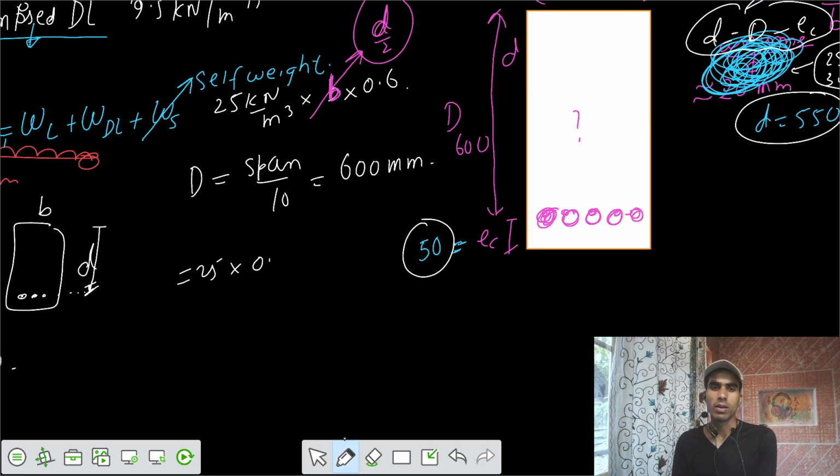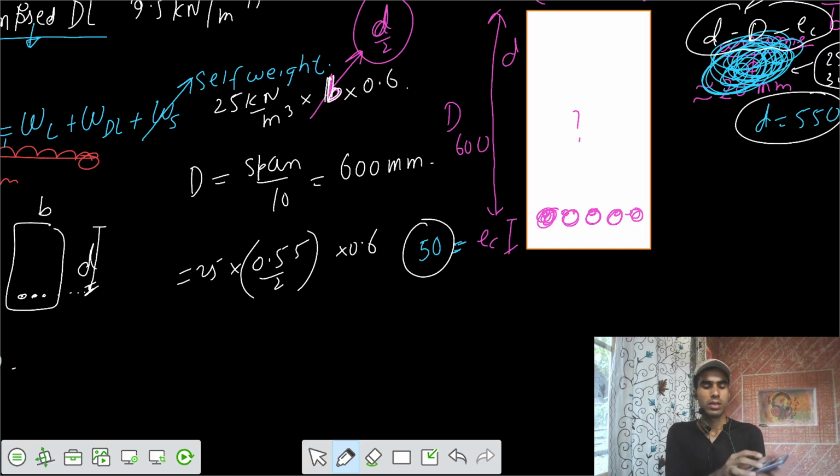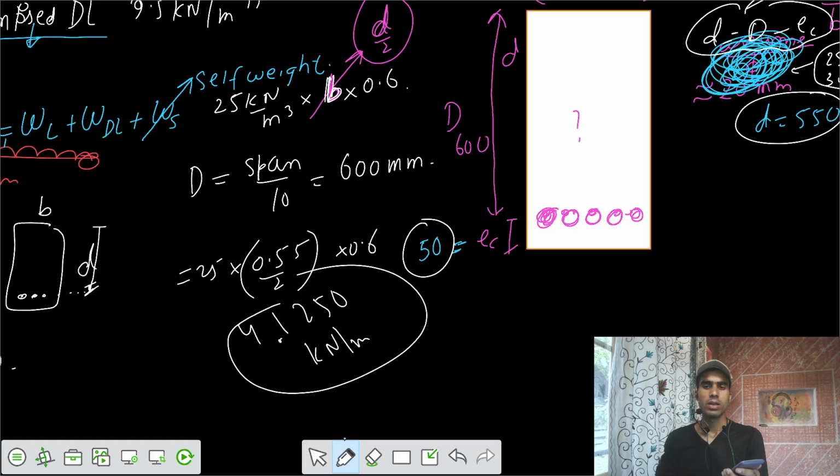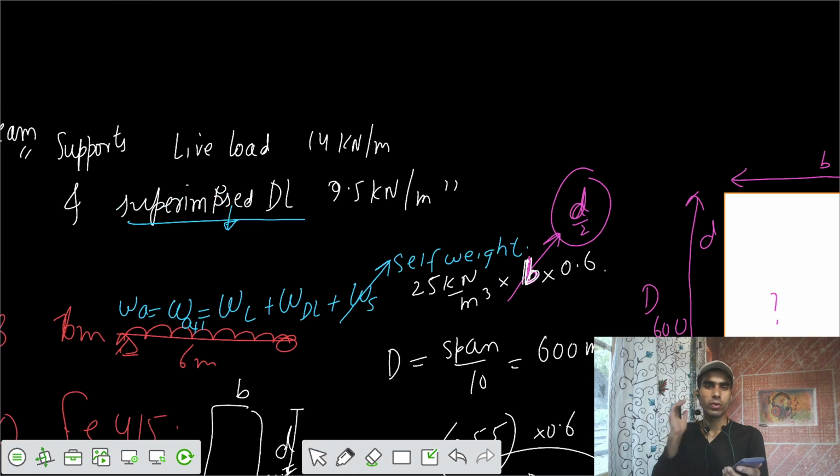So I would write 0.55 by 2, because we have given the condition b by d equals to 2, d by b equals to 2 into 0.6. So let's solve it. 25 into 0.55 into 0.6 divided by 2, 41250. This is your kilonewton per meter dead load. Then we can add this value in the two given values of 14 and 9.5. Let's add those two values also, 14 plus 9.5. So that means W all, which implies that W all is 27.6.